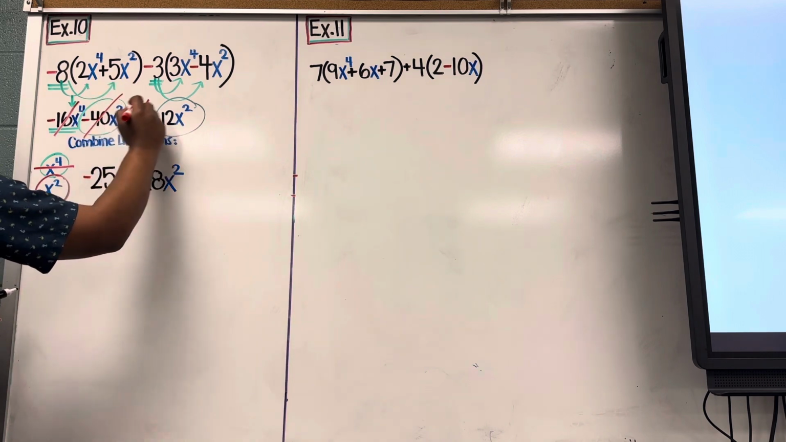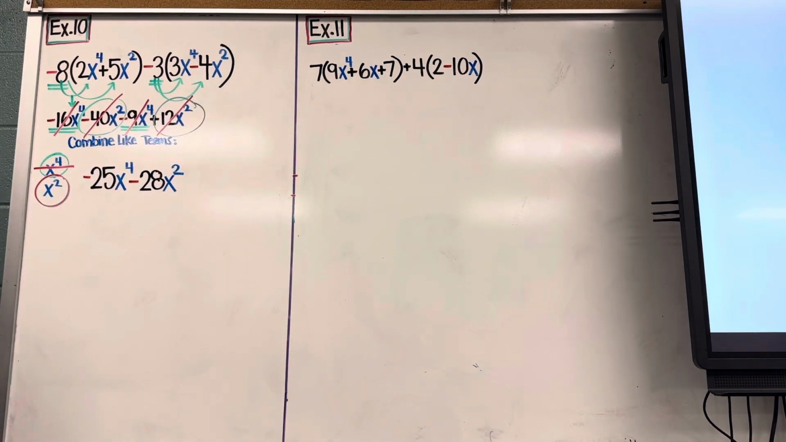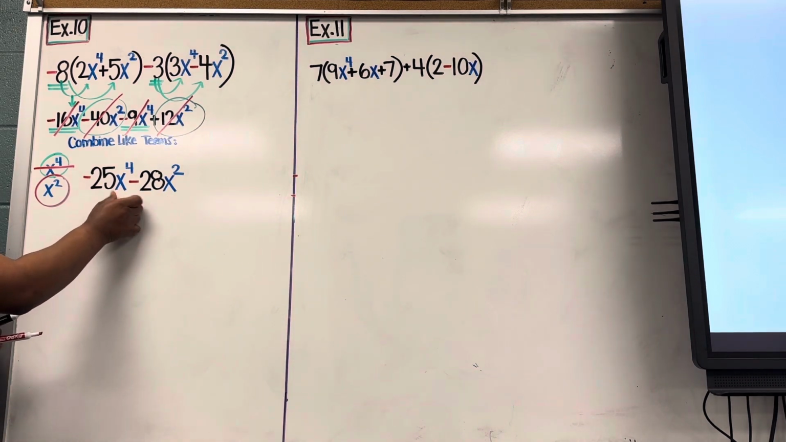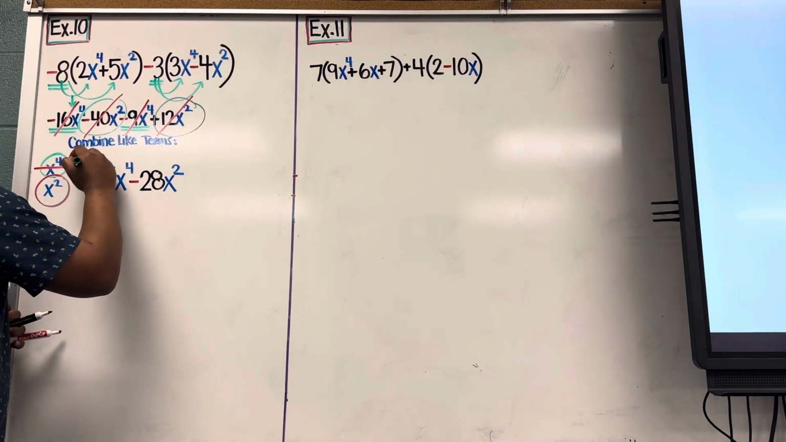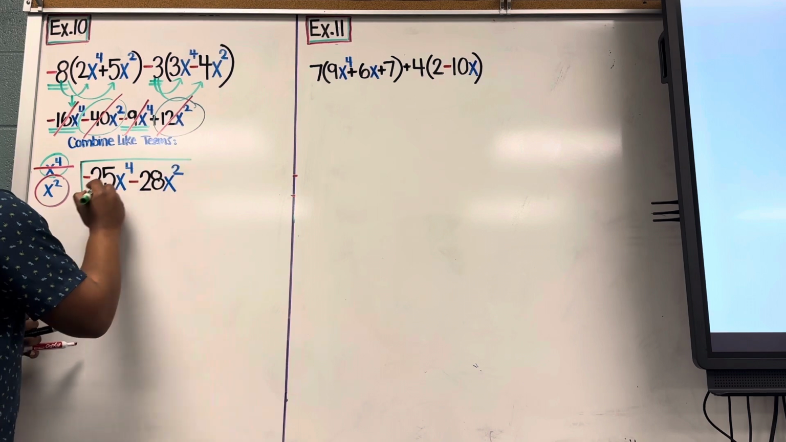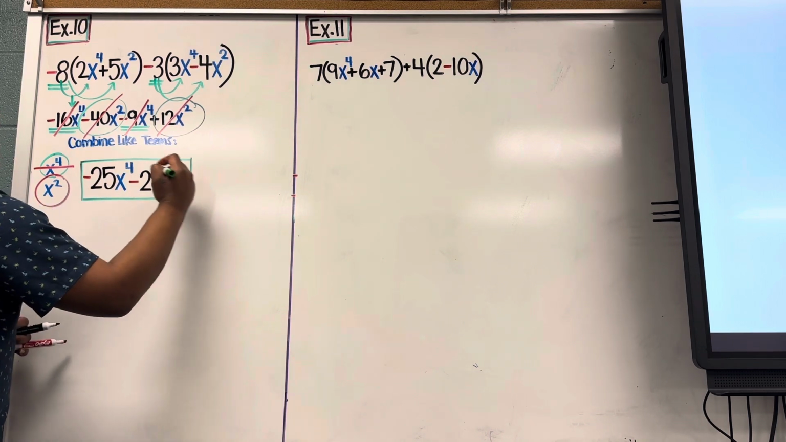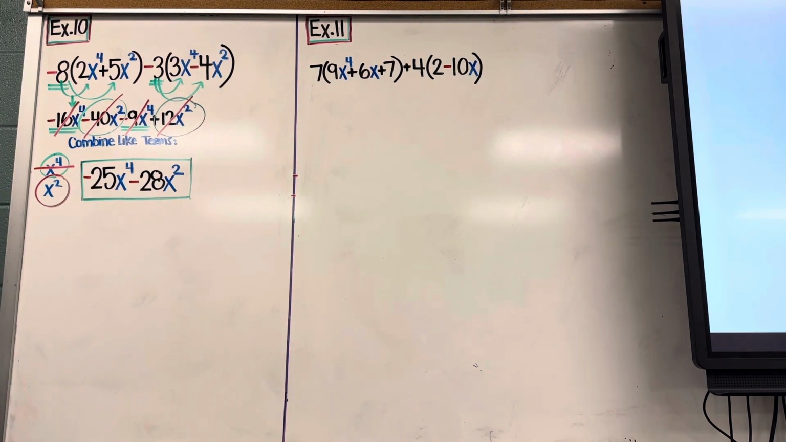Okay? And then we have successfully combined all like terms. All right, so that's basically it, guys, because I cannot combine these terms because they are not alike, because x is to different powers. So this is the simplified form of our polynomial expression. Negative 25x to the fourth power minus 28x to the second power.